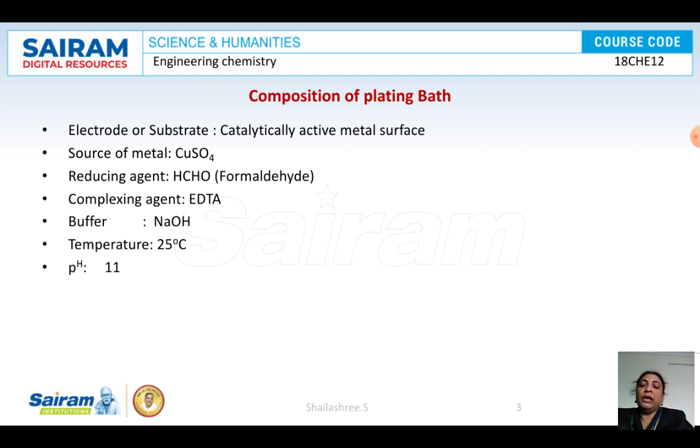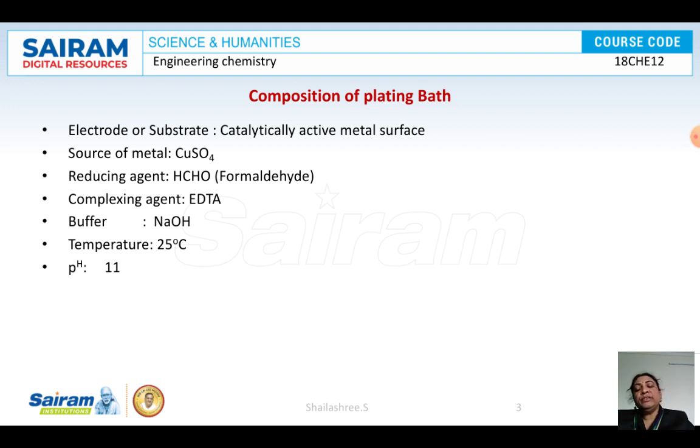The electrode or the substrate is a catalytically active surface. You know the meaning of catalytically active surface. In the case of metals to be plated, the impurities are removed by treating with an organic solvent. In the case of insulators or plastics, they are dipped in stannous and palladium chloride. After it is treated with stannous and palladium chloride containing HCl, the surface is called a catalytically active surface.